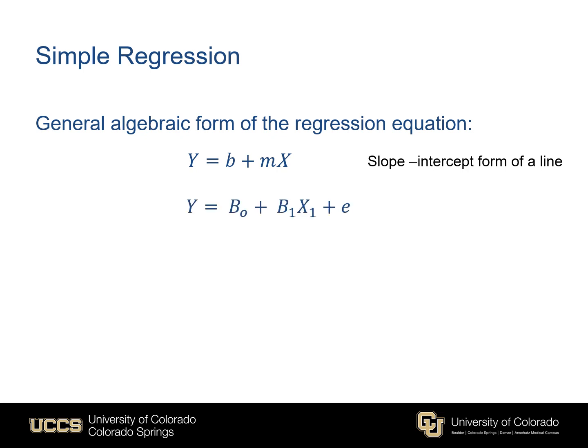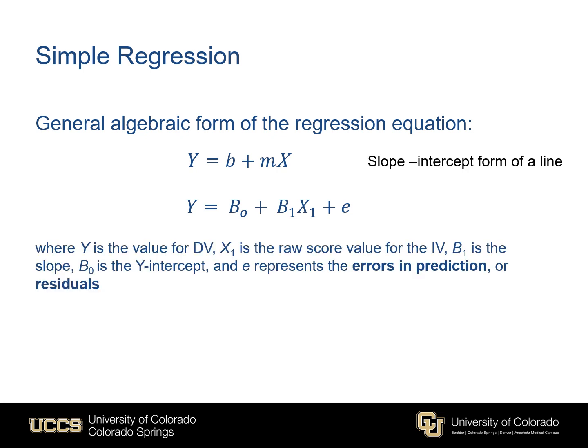Well, in statistics, we use a very similar approach. We just change the symbols a little bit, where the b in the top equation is the b0 in the bottom, and the m, or the slope of the top equation, is just represented by b1 in the lower equation. Specifically, y in the second equation is the value of the dependent variable. x1 is the raw score for the independent variable. The b1 coefficient is the slope of the line. The b0 is the y-intercept. And the e represents the errors in the model prediction, also called the residuals.